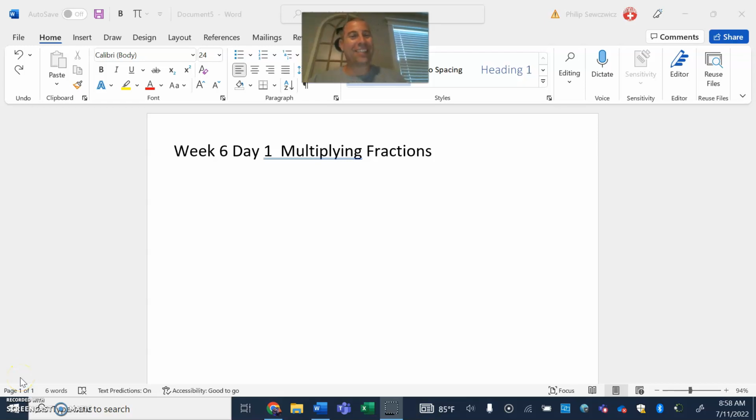Multiplying fractions. So quite different than adding and subtracting because we don't need a common denominator. And overall, students like the multiplication a lot more than they do adding and subtracting. And to be honest with you, you're going to use the multiplication a lot more down the road than you will with your adding and your subtracting of a fraction.